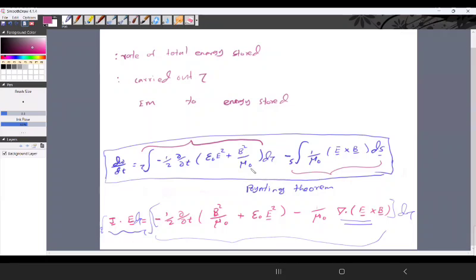The decrease in the energy stored in the field, less the energy that flowed out through the surface. Flowed out through the surface.